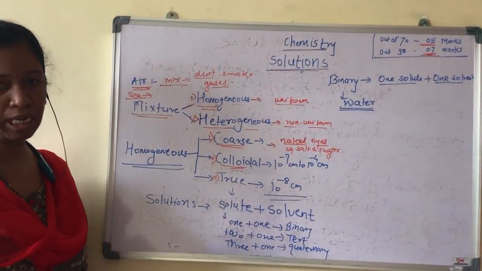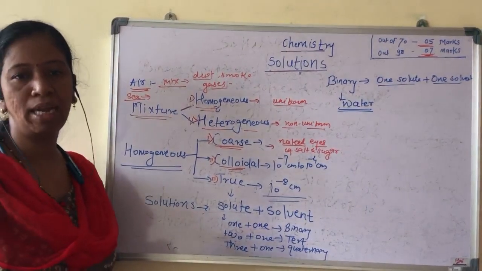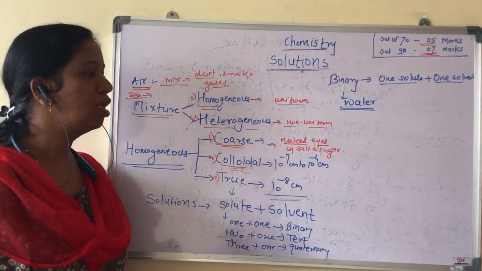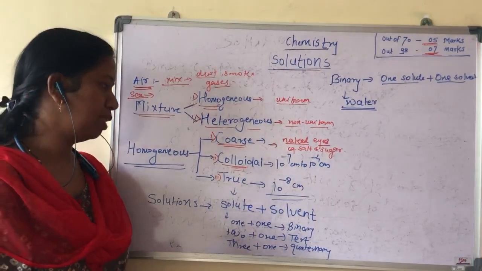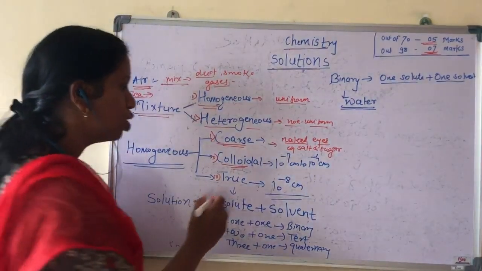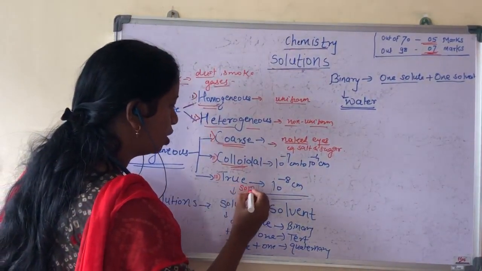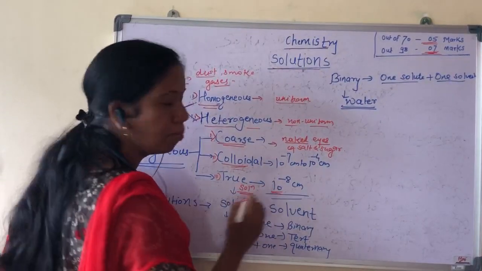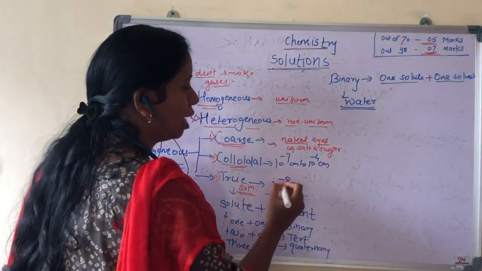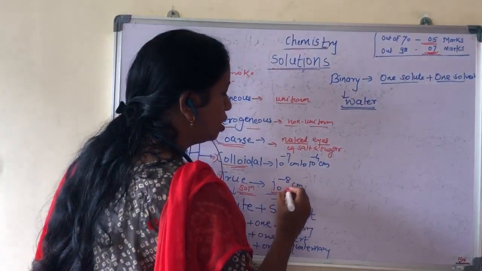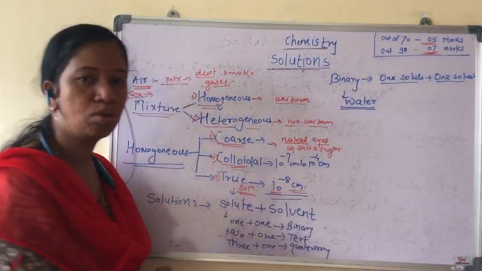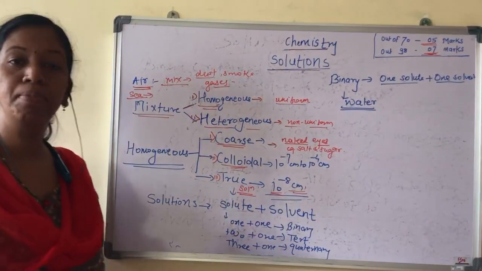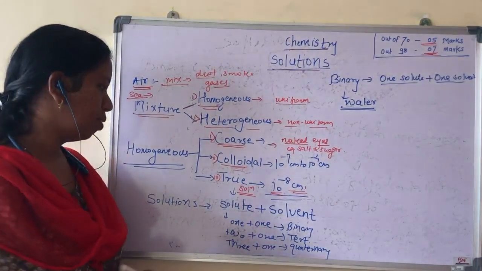Here we can see the colloidal mixtures. Here the component size is about 10⁻⁷ centimeter to 10⁻⁴ centimeter. And the third one is a true solution, in which the size of the component is about 10⁻⁸ centimeter, and these components are not separated by a simple mechanical method.